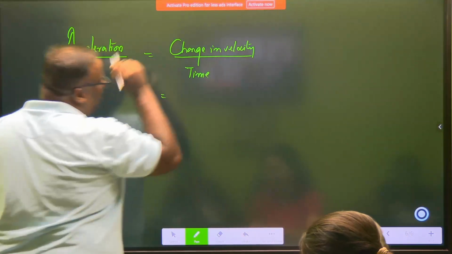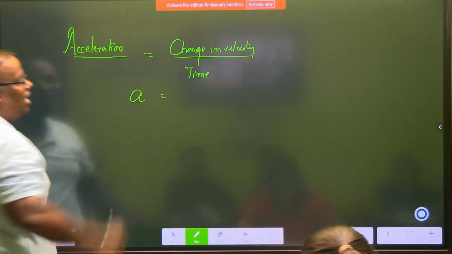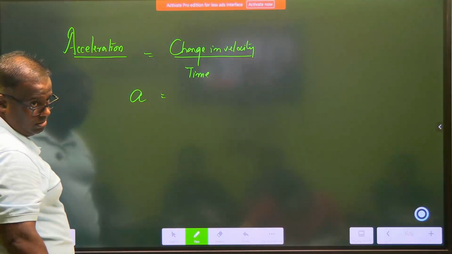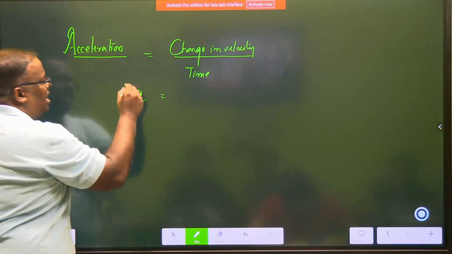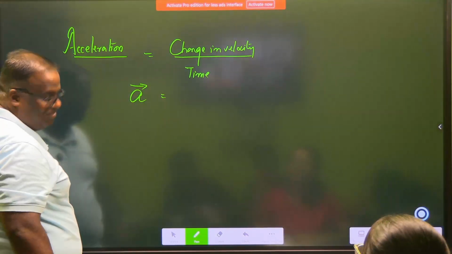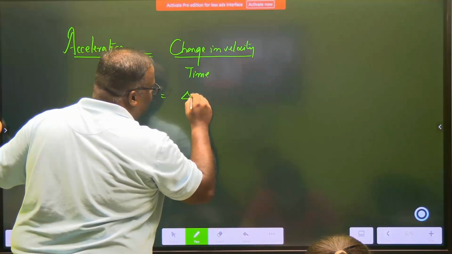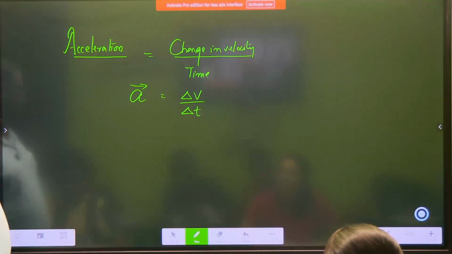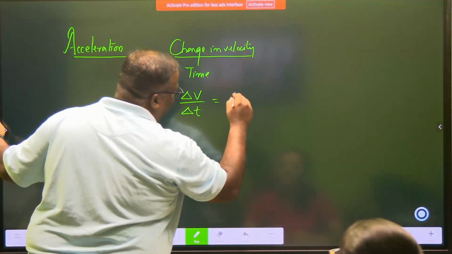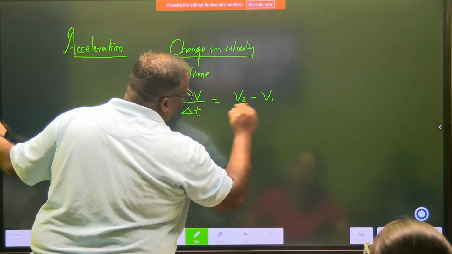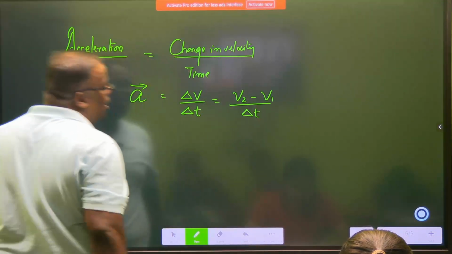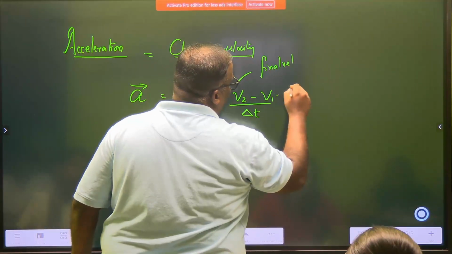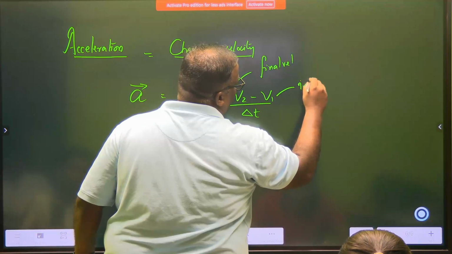Now, how can you write acceleration if acceleration is represented by A? Okay, now first thing, is velocity a vector quantity? Yes, if my dad is vector, I am also vector. So this will be written as delta V over delta T, change in velocity. And what is delta V? It is V2 minus V1 over delta T. What is V2? Final velocity. What is V1? Initial velocity.